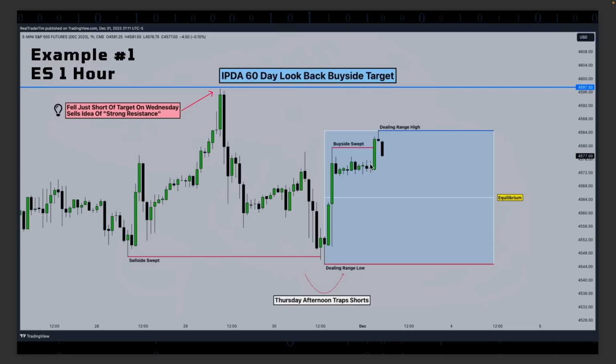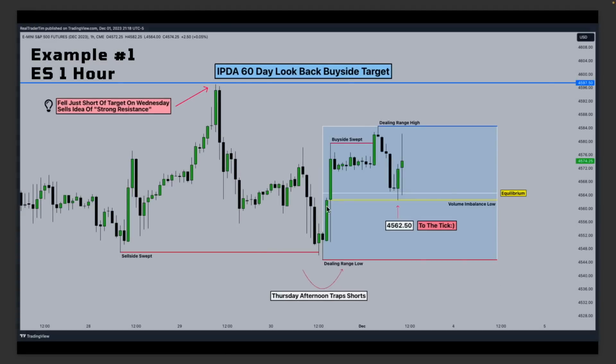Now, first and foremost, if we think we're going to go get this high, we wouldn't want a long here anyways because it's so far up in a premium of this dealing range. We have this fair value gap here, but the majority of it is above equilibrium, so it's still in a premium. So we want to understand what would be permissible for price to reach for in the discount of this hourly dealing range, as long as our buy side IPTA target is not met.